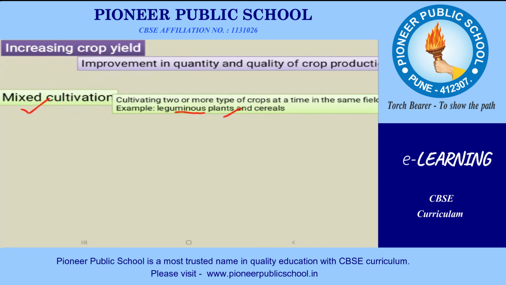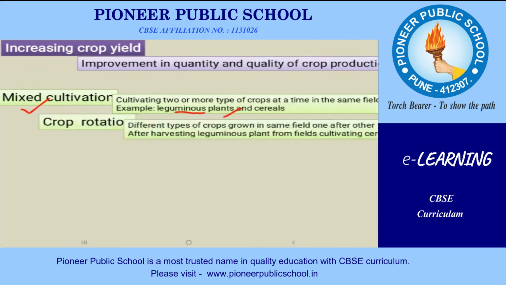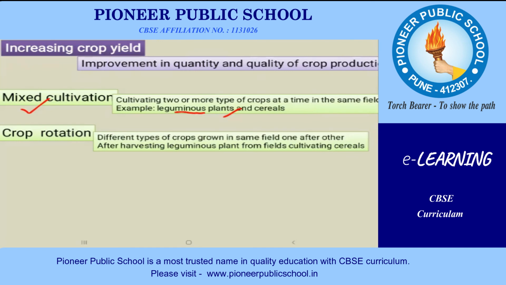The second method here is called crop rotation. We can cultivate different types of crops in the same field one after the other. For example, after harvesting leguminous plants from the field, we can cultivate cereals. In this way, we are using these two methods to increase the crop yield. Why do we need these two methods? Because with these two methods, we are increasing the fertility of soil.